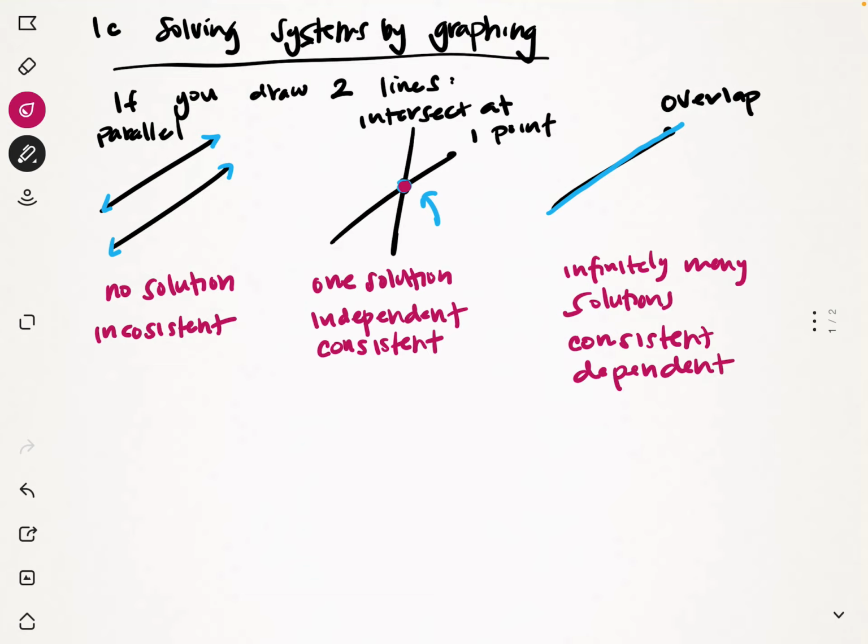Okay, so just classifying, whenever we have our parallel lines, there's going to be no solution and it's going to be an inconsistent system. If we have one intersection point, that's one solution, and a consistent independent system. And if the two lines overlap, there will be infinitely many solutions, and that's a consistent dependent system.